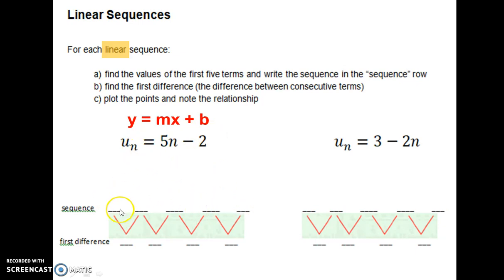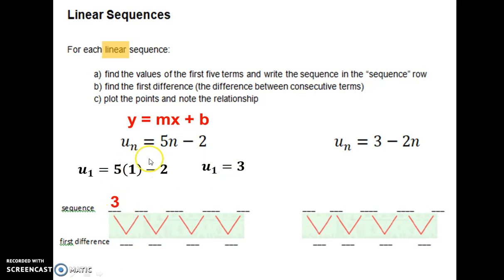Let's look for u1 first, the first term right here. u1 is going to be found like this, right? We replace n with 1. We want u1, which is the first term. And if n is 1, then we replace this with 1, and we have 5 times 1. So 5 times 1 is 5, minus 2 is 3. So u1 must be 3. So our first term in this sequence right here is 3.